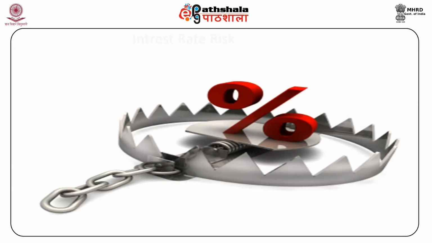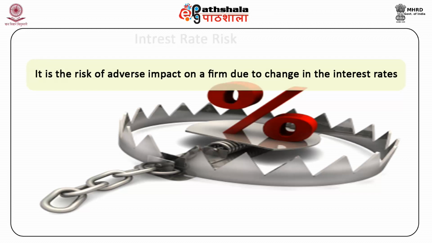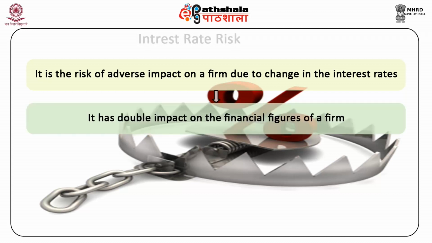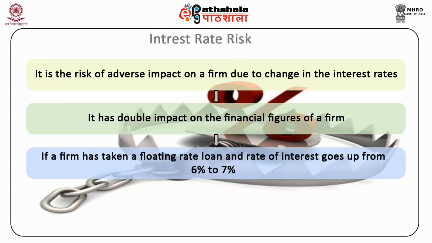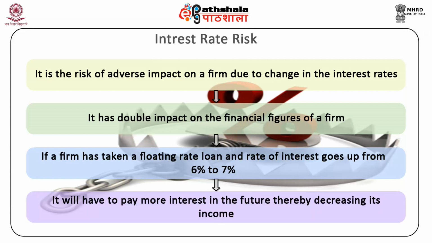Interest rate risk. Interest rate risk is the risk of adverse impact on a firm due to the change in interest rates. It has a double impact on the financial figures of a firm. On the one hand, it affects the income of the firm, and on the other hand, it changes the value of its assets and liabilities. For example, if a firm has taken a floating rate loan and the rate of interest goes up from 6% to 7%, it will have to pay more interest in the future, thereby decreasing its income.